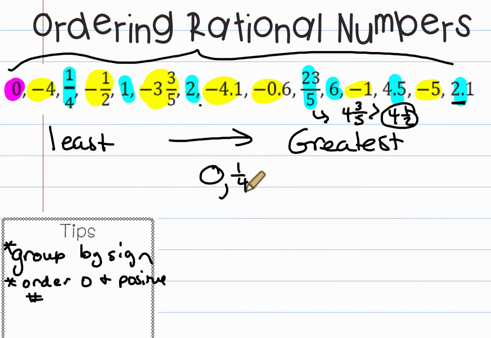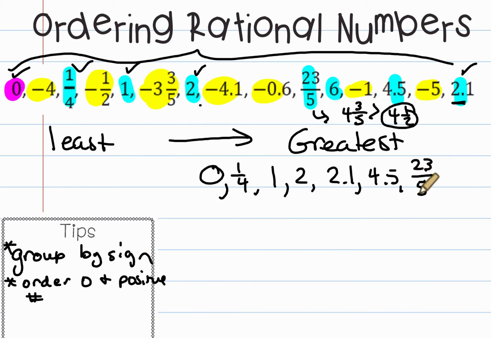So we know 1/4 was next, then 1, then 2, then 2 1/10, and I'm going to go ahead and mark all the ones that we've used already. So now I have 23/5, 6 4/5, and we knew that 4 1/2 was less than 23/5. So we know that 4 5/10 is less than 23/5. And notice I'm using the native notation, or the original way we wrote the numbers. Okay, so we've done this one, we've done this one, and the last positive number to use is 6.